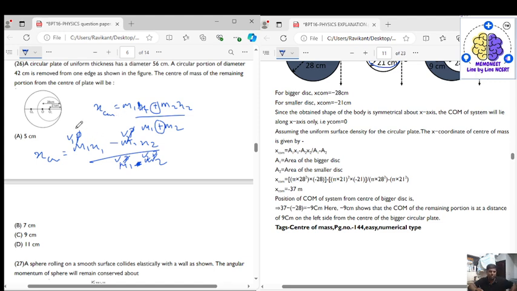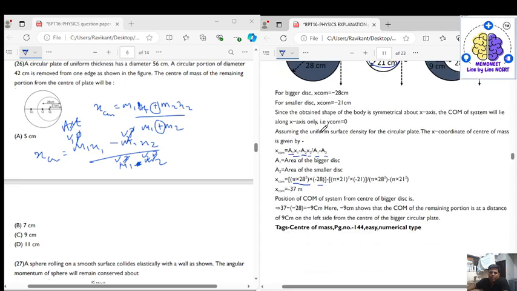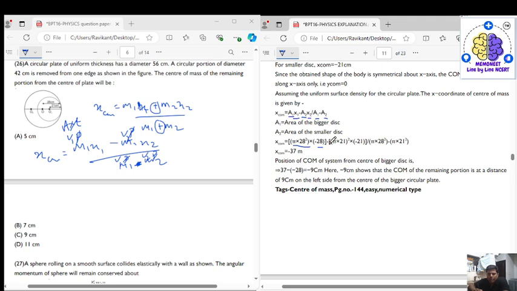Again, in the volume, the thickness is the same. Volume can be written as area into thickness. Thickness of the disk is the same, so thickness also gets cancelled out. So we can simply write area of the first disk into x1 minus area of the second disk into x2, upon area of the first minus area of the second, right? Putting the values, area of the first disk is πr², r was 28, into x1, which is −28. We have the original here, and the x component is in the minus x direction, so it will be −28. Then minus A2 into x2 upon A1 minus A2, right?